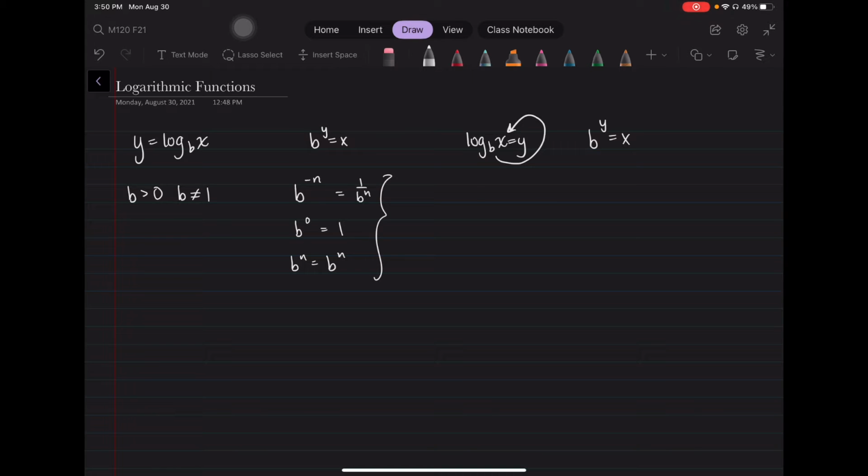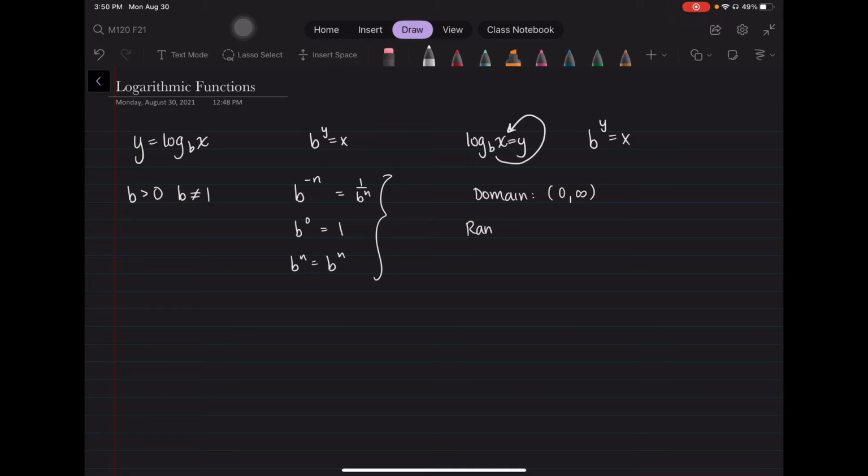So we need to consider the fact that our domain goes from 0 to infinity. And it does not include 0 because, again, raising b to any power is never going to get us to a 0. We're either going to get fractions, we're going to get large, or you're going to get whole numbers, or you're going to get the value of 1, but you're never going to get to 0 or negatives.